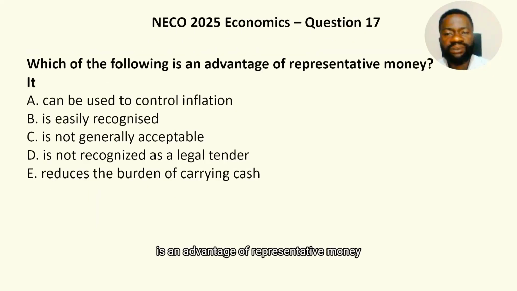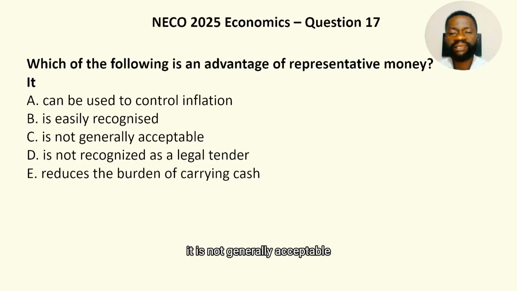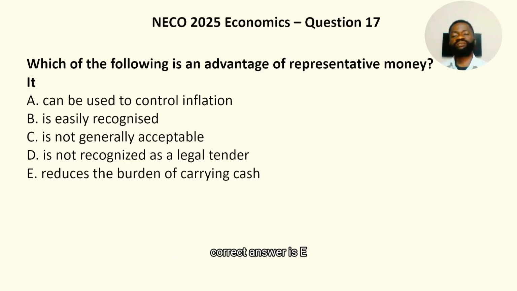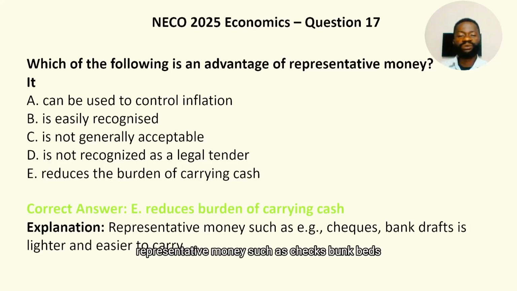Which of the following is an advantage of representative money? It can be used to control inflation. It is easily recognized. It is not generally acceptable. It is not recognized as a legal tender. It reduces the burden of carrying cash. The correct answer is E. Reduce the burden of carrying cash. Representative money such as checks, bank drafts is lighter and easier to carry from one place to another.